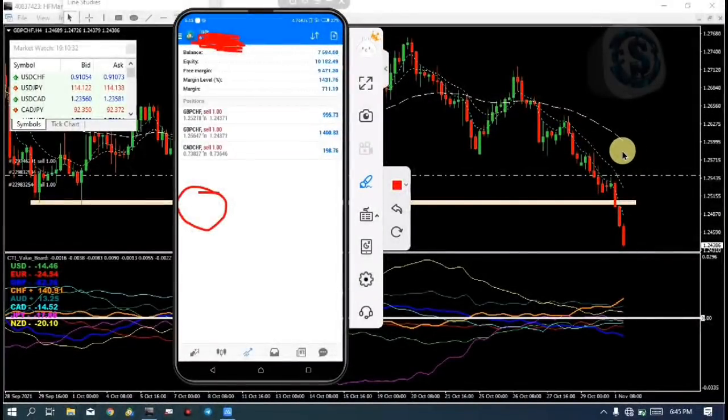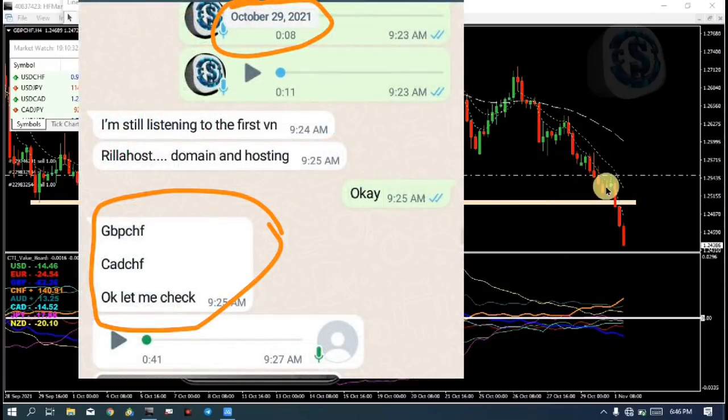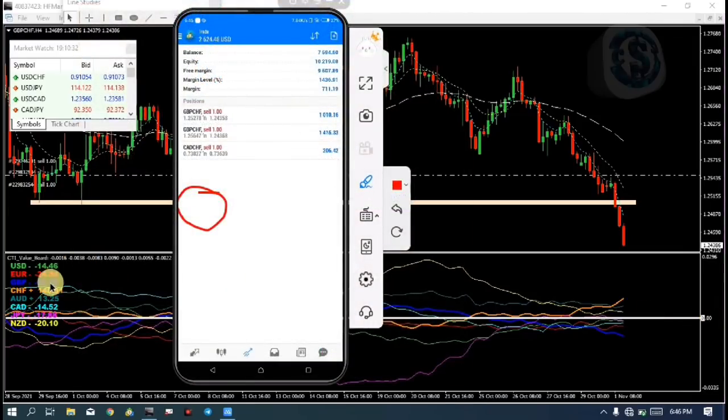Hello guys, in this video I want to show you how simple trading can be, guys. This is a 4-hour chart here, okay? The 4-hour chart. And last week, on GBP CHF, I was seeing the Swiss franc gaining value, but the British pound was losing strength, okay? And so we have a way of measuring that using the CTI value board, guys.